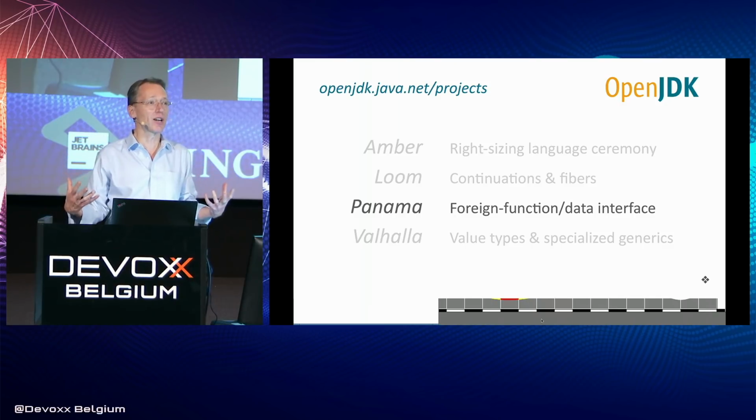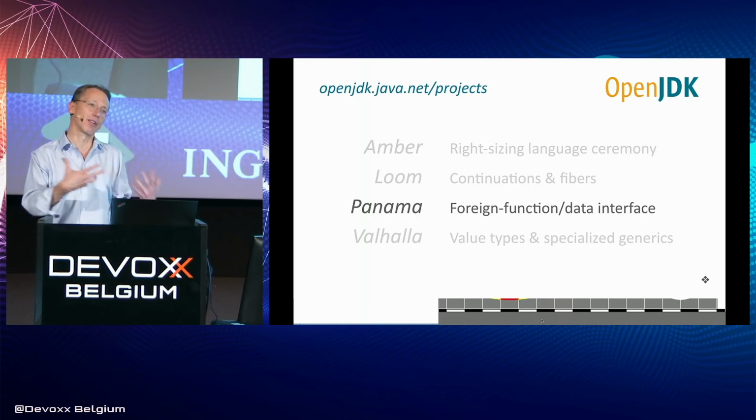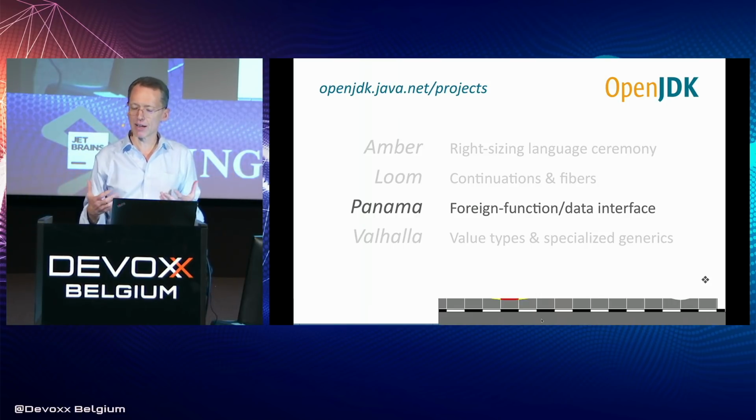To use JNI, you have to write C code. You compile it into a native library. You have to load the library. You've got this SO or DLL flying around.